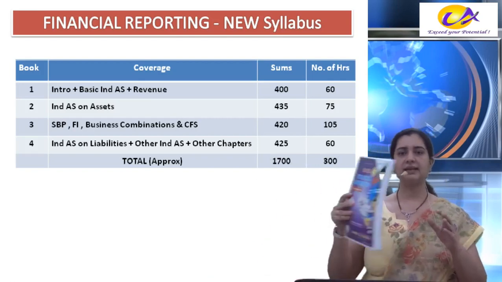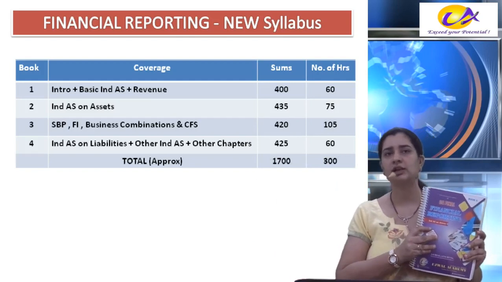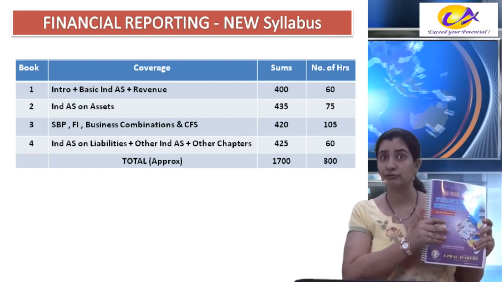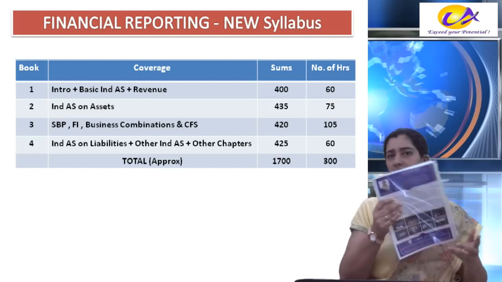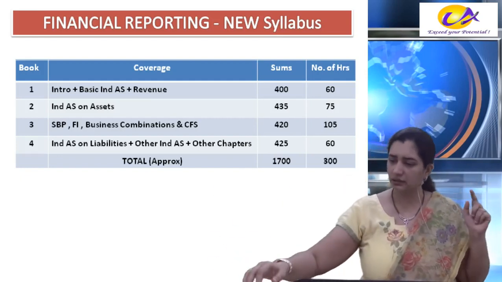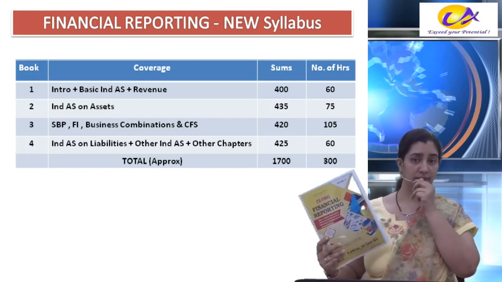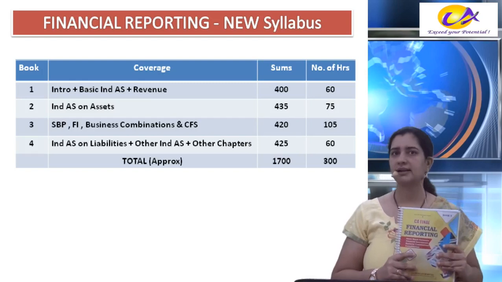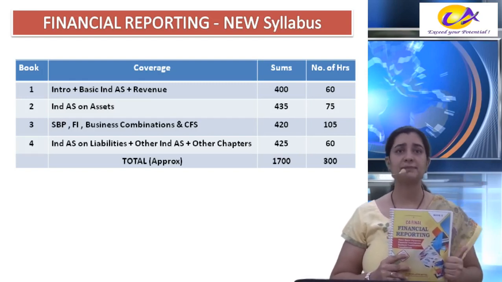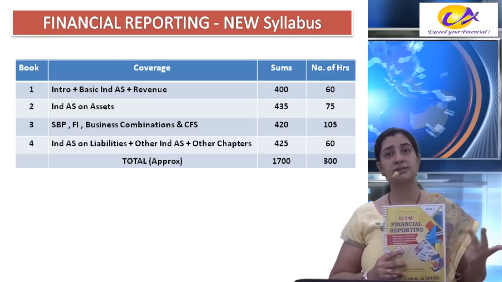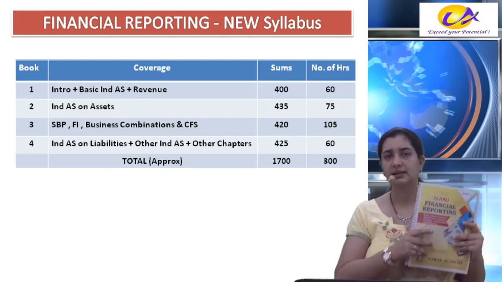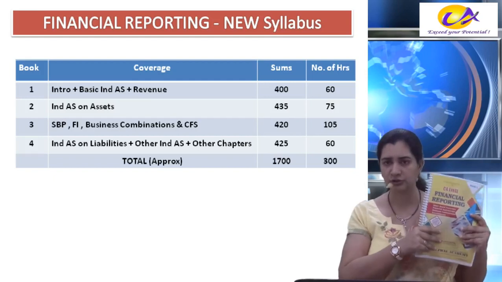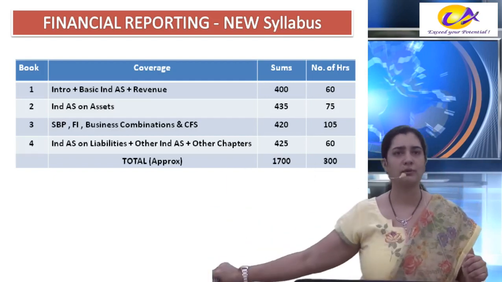Secondly, I have my book 2, which is Ind AS on assets. Now, Ind AS on assets is a slightly big book because it has almost 435 odd problems, and those have been covered here. The third book is, according to me, the most important book, because this covers your 4 big chapters: share-based payments, CFS, business combinations, and financial instruments. This has 105 hours dedicated to only book 3 and almost 420 odd problems.